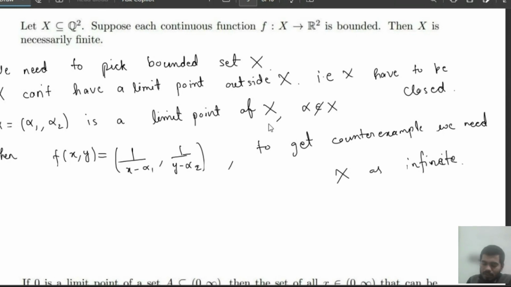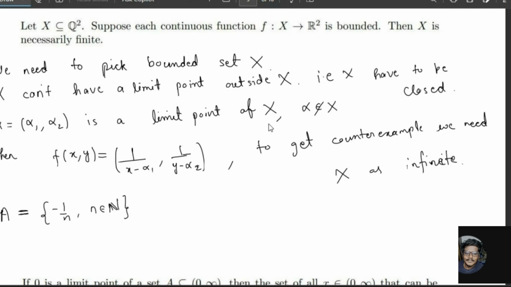Does somebody know such a set, which is bounded, closed, as well as infinite, and a subset of Q squared? Let me give it a set. Let A equal to... it is a closed set.